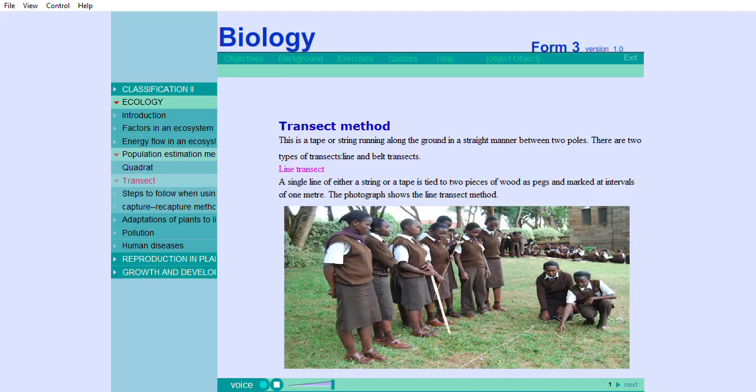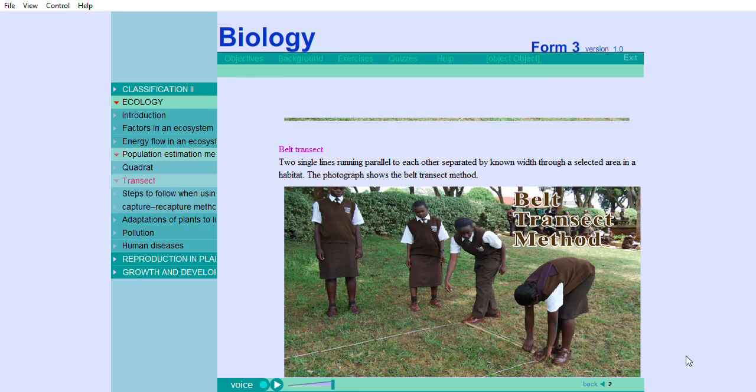Transect. This is a tape or string running along the ground in a straight manner between 2 poles. There are 2 types of transects: line and belt transects. Line transect. A single line of either a string or a tape is tied to 2 pieces of wood as pegs and marked at intervals of 1 meter. The photograph shows the line transect method. Belt transect. Two single lines are running parallel to each other, separated by known width through a selected area in a habitat. The photograph shows the belt transect method.